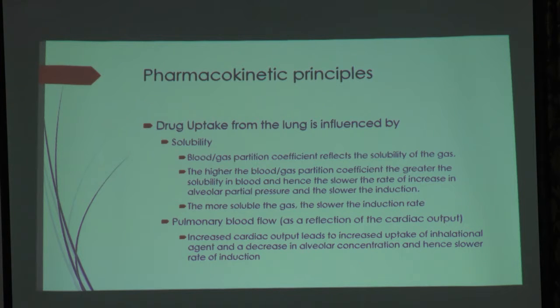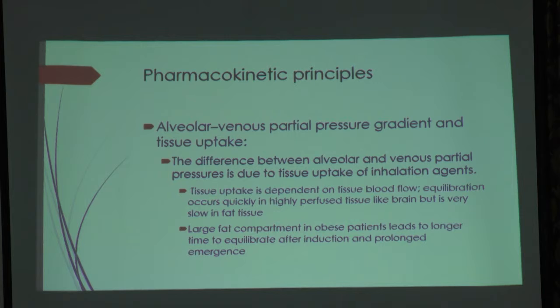Then the pulmonary blood flow, a reflection of your cardiac output. If you have a high cardiac output, meaning increased pulmonary flow, you have more blood carrying away some of your inhalational agents, so you won't get the high concentration that you want in the alveoli. Okay, these are just a few pharmacokinetic principles. And then the difference between the alveolar and the venous partial pressure will be due to the tissue uptake of the inhalational agents. Tissue uptake depends on the tissue blood flow, so organs that have a high blood flow will tend to get a higher concentration. The brain, for instance, will tend to get a higher concentration, and the ones that have a lower blood flow will be slower. And then when the agent is being released, it will be a slower release as well, for agents that have a high lipid solubility, which will tend to go into fat stores. Okay.